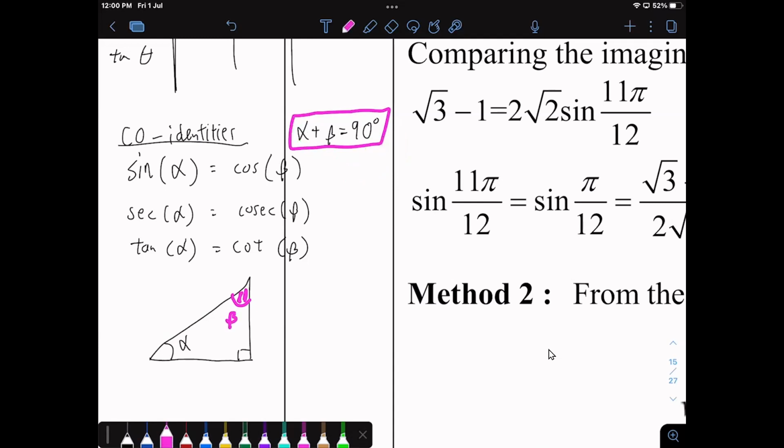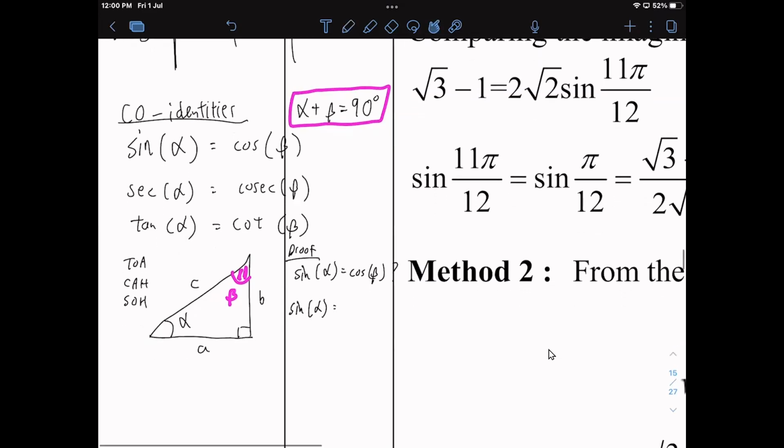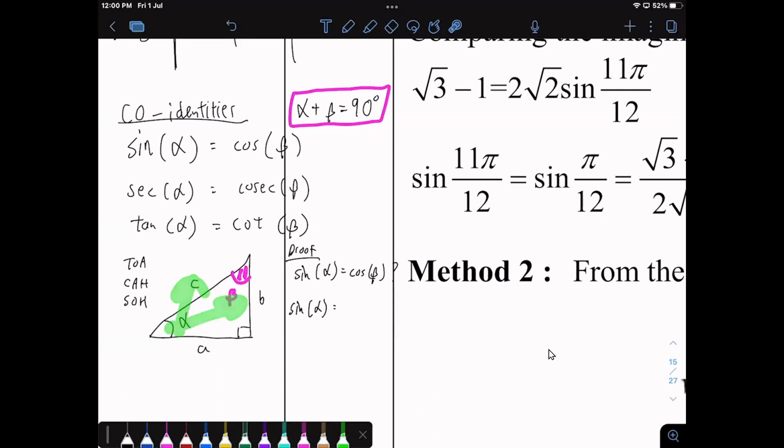So now, let's label the sides A, B, C. Let's verify, we're going to prove that sine alpha equals cosine beta. So sine of alpha is what? Opposite over hypotenuse. Then what's the fraction? B over C. Very good. Now let's take a look at cosine of beta.